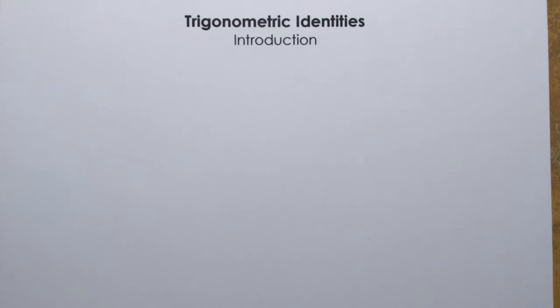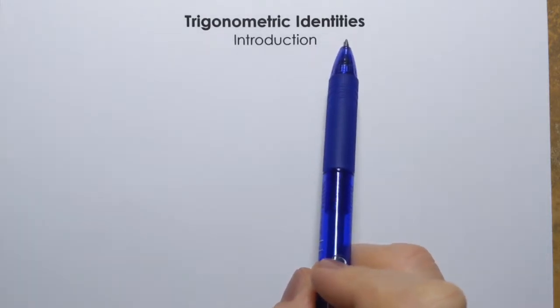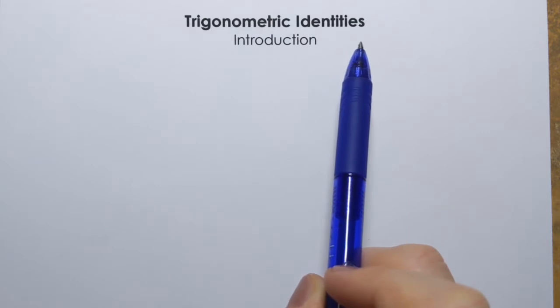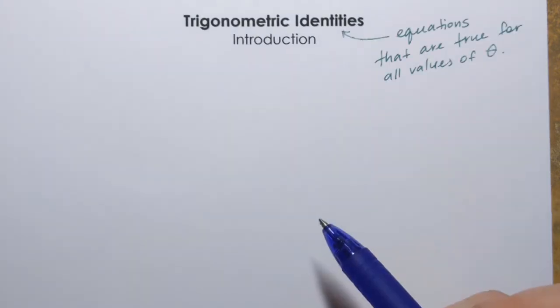Hi everyone! In this video, we're going to talk about various ways in which the trigonometric functions are related to each other. In other words, we're going to explore some trigonometric identities. So an identity is an equation that is true for all values of x or theta. Some trigonometric identities you already know.